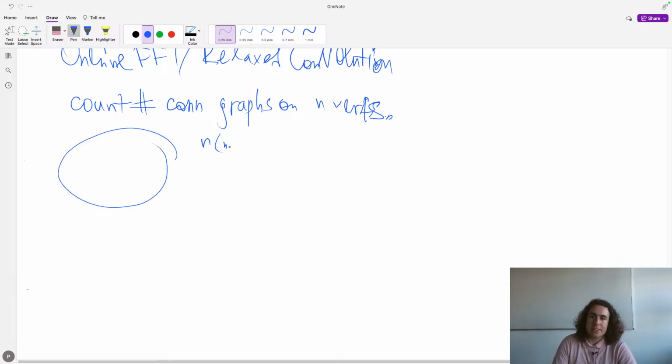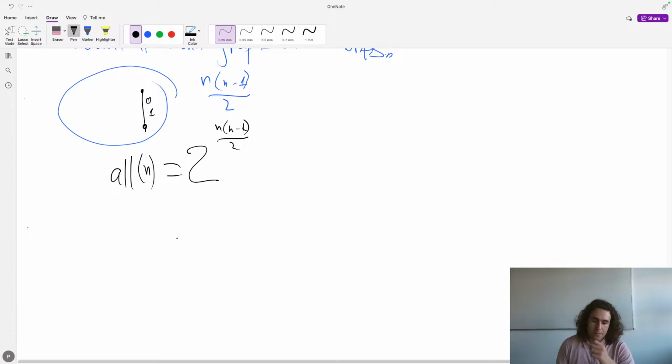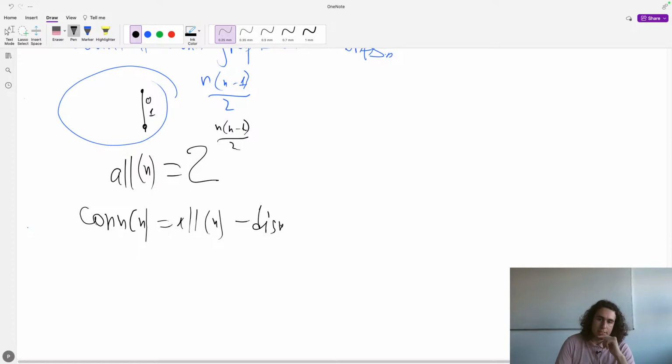Because we have n times n minus 1 over 2 potential edges, and for every edge I can either take it or not. So there are 2 to the power of n times n minus 1 over 2 graphs in total. Let's call this O of n. And what I am interested in is connected graphs, right? Connected of n is basically O of n minus disconnected of n. That's what we're going to compute.